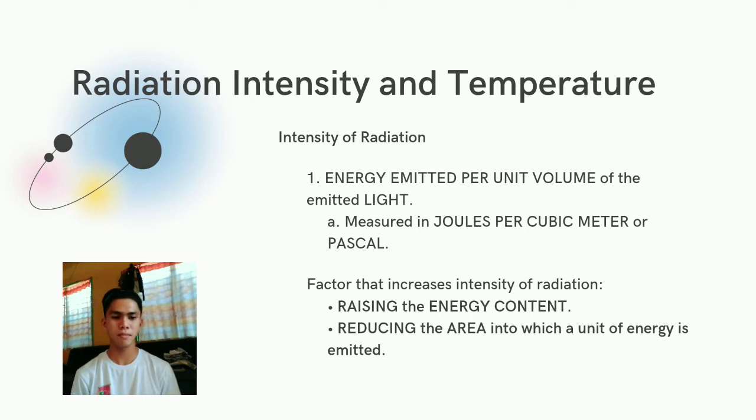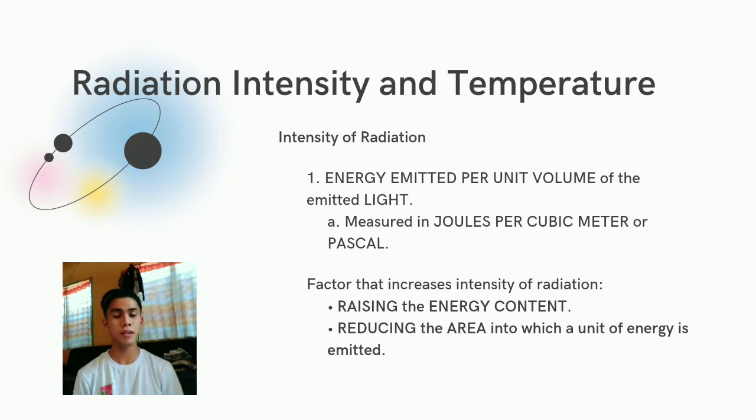The intensity can be increased by raising the energy content or by reducing the area into which a unit of energy is emitted. So that is the factor that could affect the intensity of the radiation. The rising of the energy content or the area where the energy is being emitted.